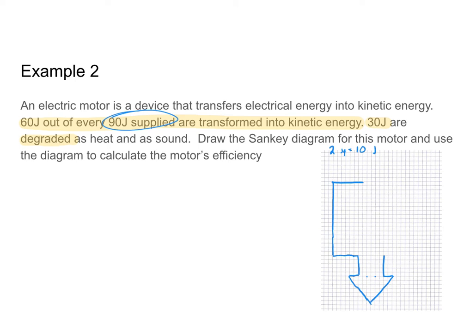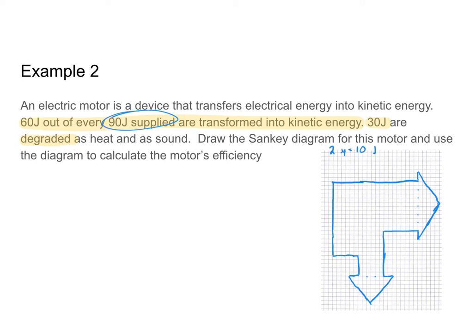Next, I know that 60 of the joules in my energy are useful. They're transformed into kinetic energy, which is what I was hoping to get. So let's go ahead and do that. 10, 20, 30, 40, 50, 60 joules are transformed into useful energy. So again, I'm going to represent that with my arrow here. And then drawing backwards, here we go. Connecting my dots, I have my Sankey diagram.